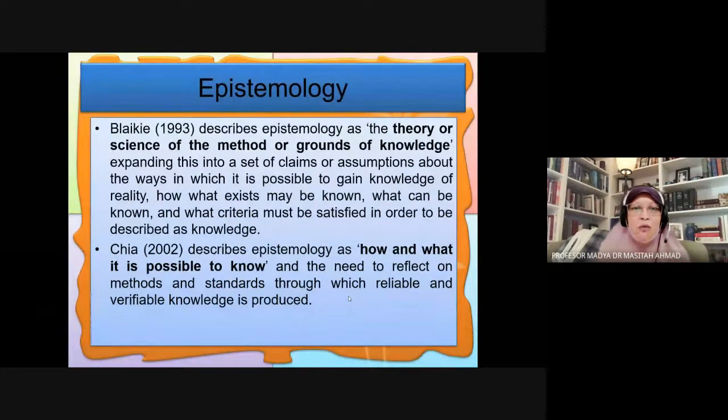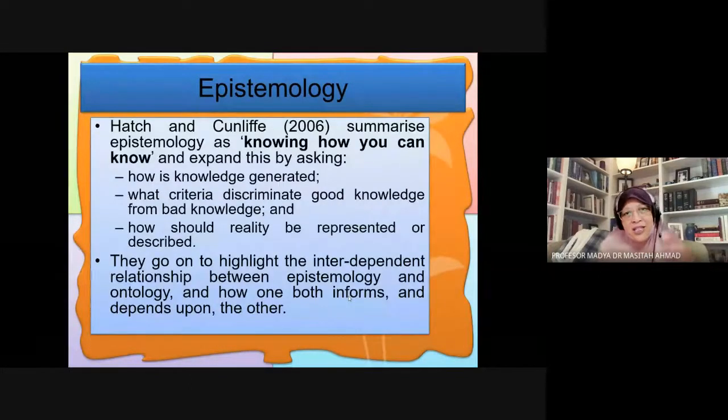So that is our epistemology, and we also learn about ontology, and there are still a lot of other definitions and explanations about epistemology. Another one is based on Hedge and Kuhn Life 2006. They summarize that epistemology is knowing how you can know. So knowing how you can know, and it can also be expanded by asking, how is knowledge generated?